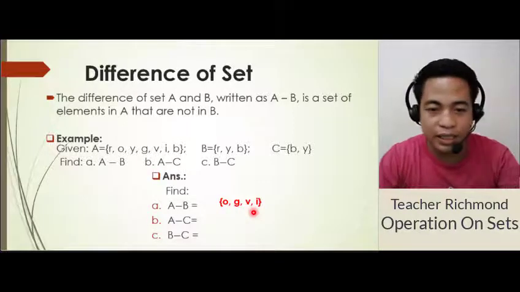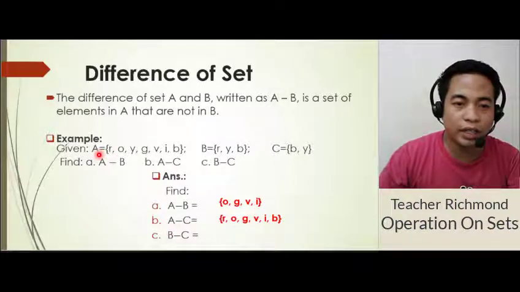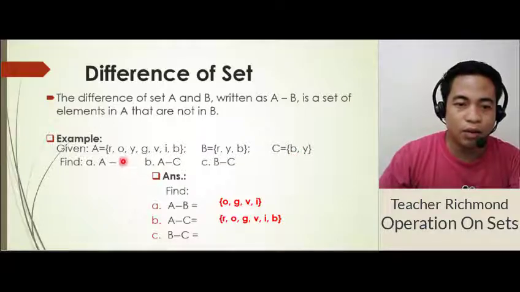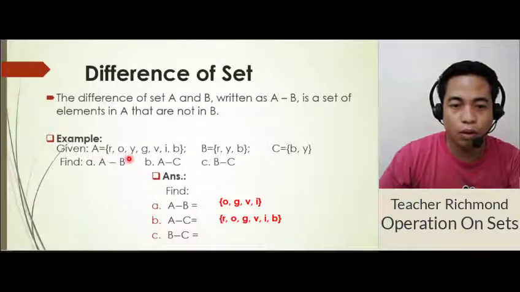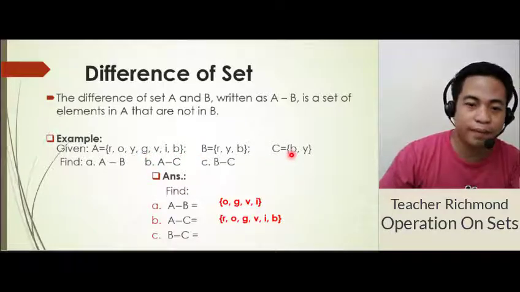Alright? Let's go to the next example. Next example is difference of set A and C. So you will just look at set A and set C, and you are going to find the elements in set A that are not in set C. Okay? So, what are the elements in set A that are not present in set C? We have R. That's why our answer here are R, O, G, V, I, B. Because these are the elements that are not present in set C. Okay?